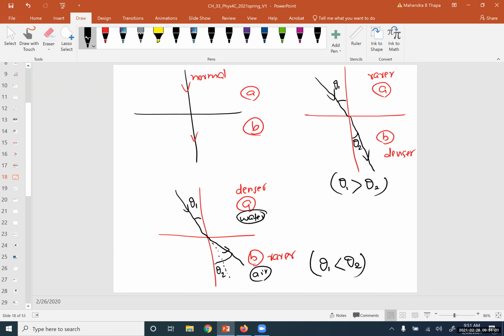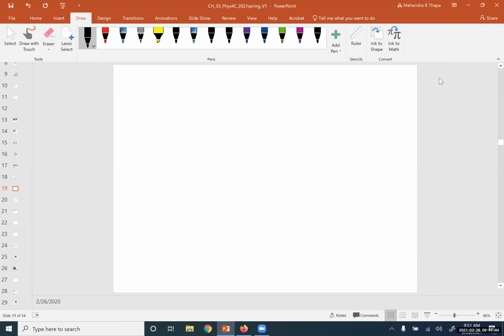So it depends on how we pass the light, from denser to rarer or rarer to denser. Okay, now let's do the summary of refractive index.